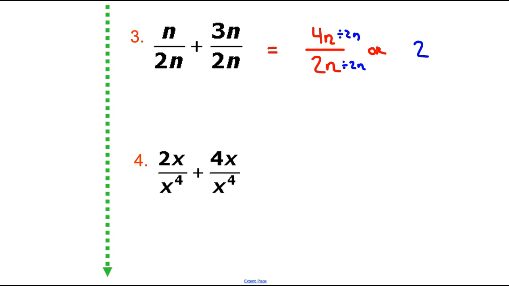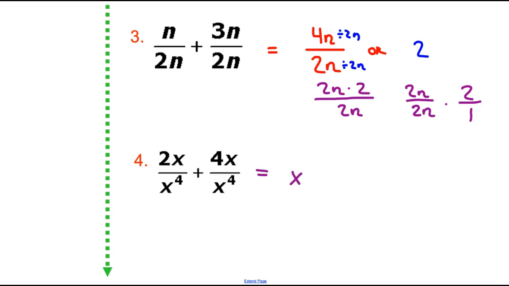Yeah, because it would be like this. Watch. If I rewrote this, I could rewrite this as 2n times 2, right, over 2n. See that? What's really happening here is this is the same as 2n over 2n times 2 over 1, and 2n over 2n is just 1, and 1 times anything is the anything.